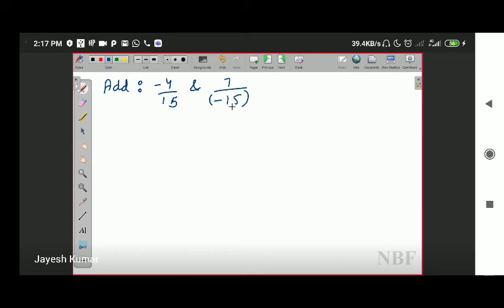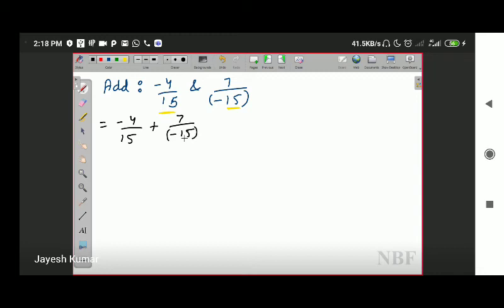Let's see. If we ignore the signs of the denominators in this question, we can easily see that the denominators are equal. Both the denominators are 15 if we ignore the signs. So first of all, write down the question properly. That is minus 4 upon 15. We have to perform addition, therefore plus sign, 7 upon minus 15.